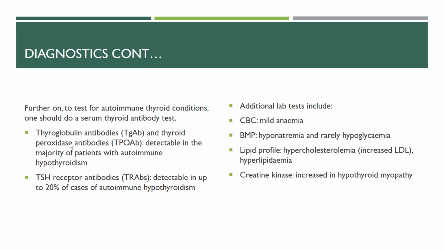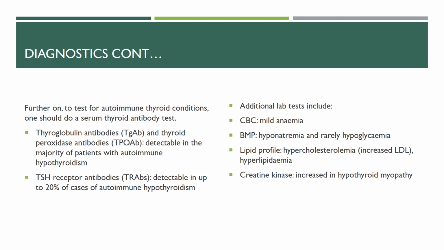in the majority. So you can use this, or you can also use TSH receptor antibodies. This one is only detectable up to 20%. So usually we go for thyroglobulin a lot more times as opposed to TSH receptor antibodies. But it's also a very important diagnostic tool. You can also do additional lab tests.